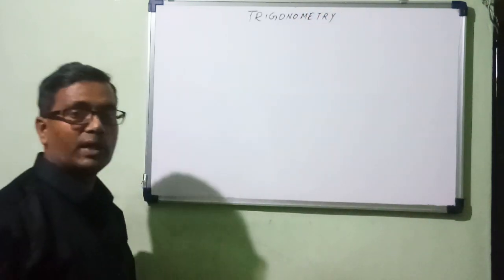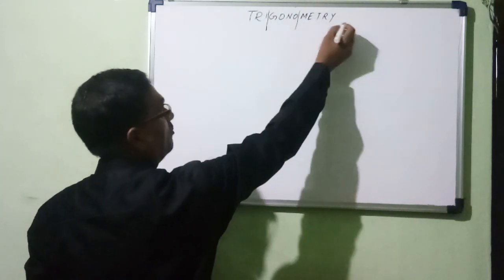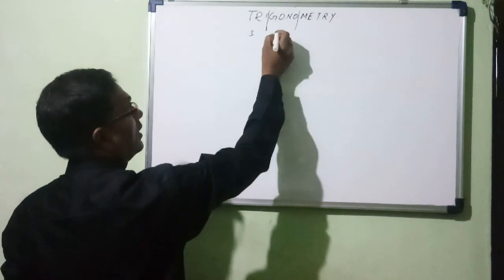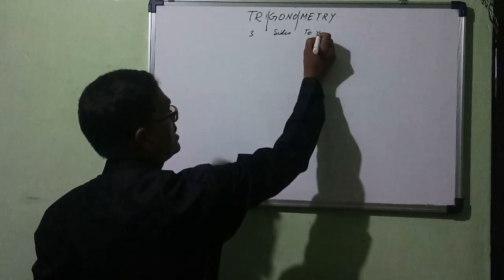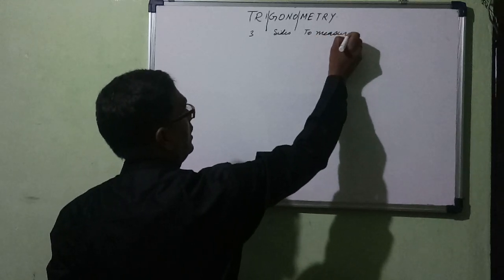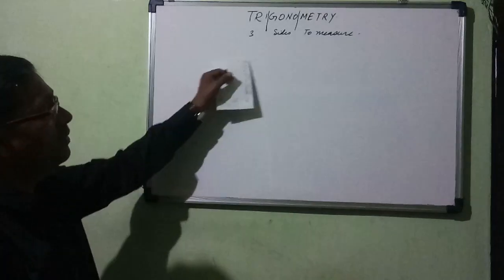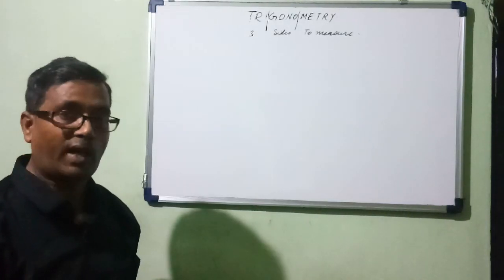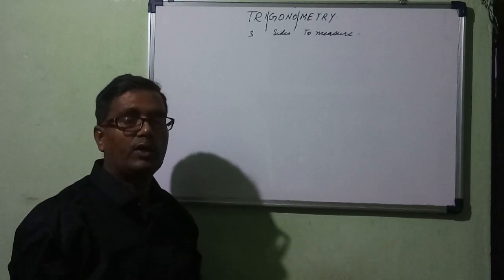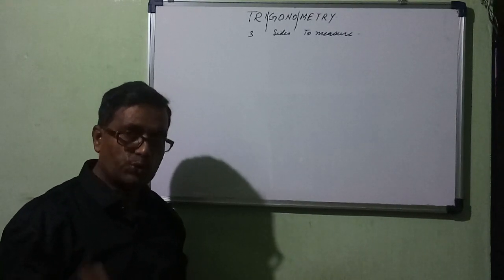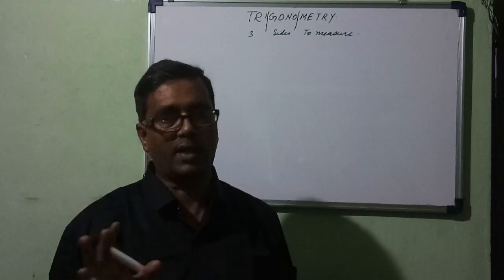It has been taken from a Greek word, trigonometry. Tri means three, gono means sides, and metry means to measure. So the branch of mathematics in which we discuss the measurement of the three sides of a triangle, more specifically the right angle triangle, we call trigonometry. So today we will discuss every question on the basis of this right angle triangle.